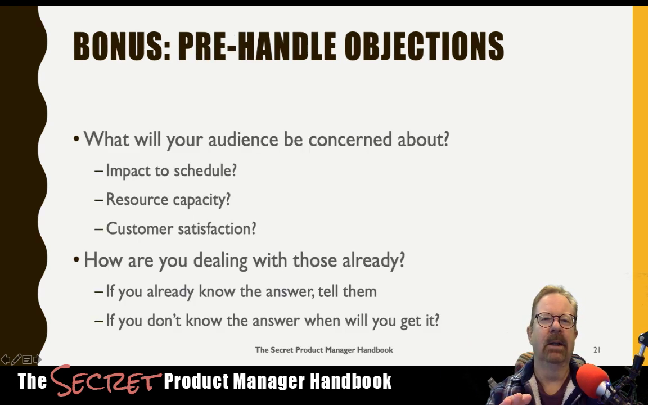Now, I would say that if you have all those other things handled, then you can really start to focus on things like pre-handling objections. What is your audience going to be concerned about? Try to answer those questions. For example, if you're presenting slides about the status of a project, your audience is going to be concerned about things like schedule overruns or resource capacity, running out of resources. Or if you're talking about some new product stuff, then they might be thinking about, is this going to help the customer be happier, or is it going to address unhappy customers? It's going to make them more satisfied. And so you want to think about all those things.